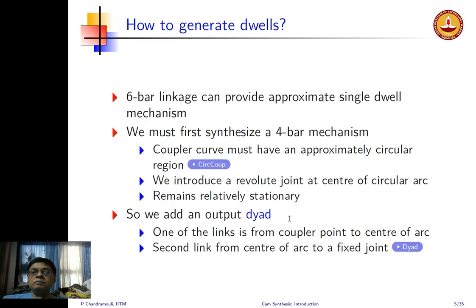All right. So now, how do you generate these dwells? It's possible to generate these dwells usually using coupler curves. It's not possible to do that with a simple rocker or a slider directly, so typically we require a coupler part to do this. One way to do this is to say, well, I will first synthesize a 4-bar mechanism, and I will look for a part of the coupler curve that is approximately circular.